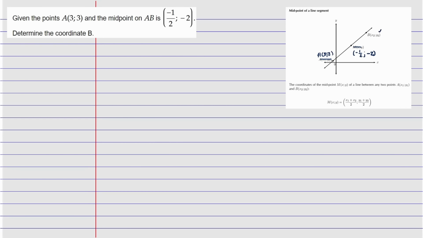So do you see that you need this? So you can still use the midpoint formula to find point B, right? So what do you know? You know that the midpoint, right?